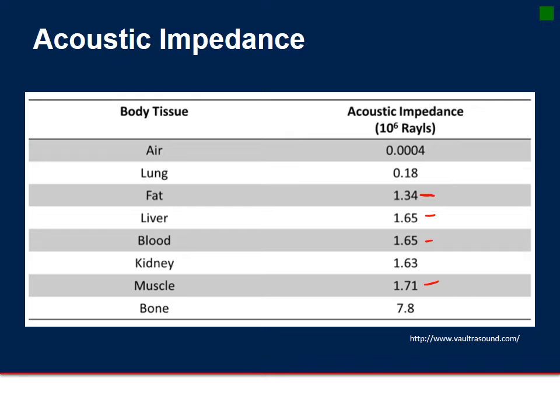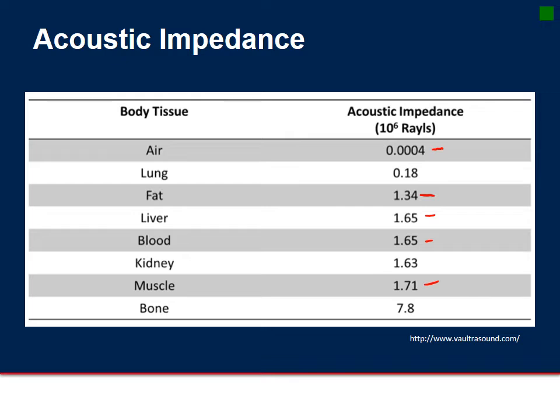Also, air has an extremely low impedance, and because of this, when it interfaces with any other body tissue, it causes all of the ultrasound waves to be scattered so that none of the ultrasound waves can pass through, and therefore we can't see anything past air on our image, and air makes a very poor acoustic window for imaging other types of tissue.